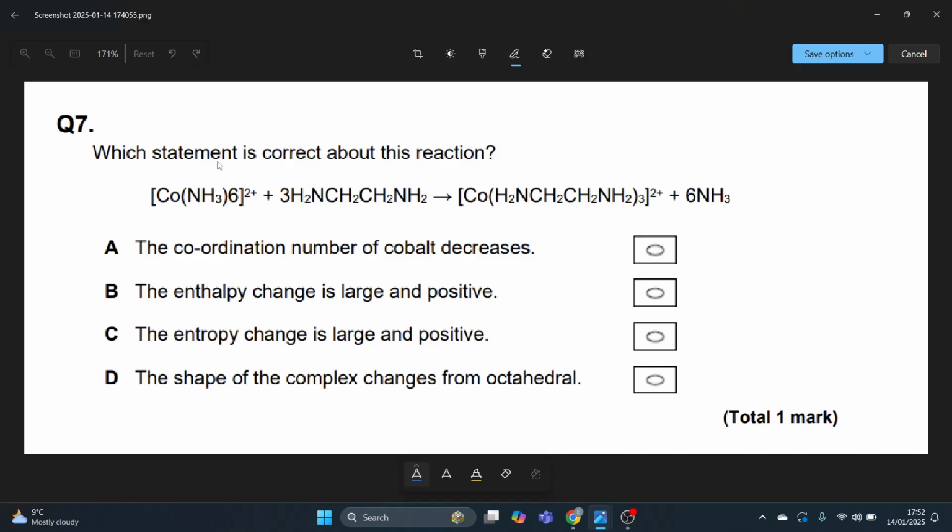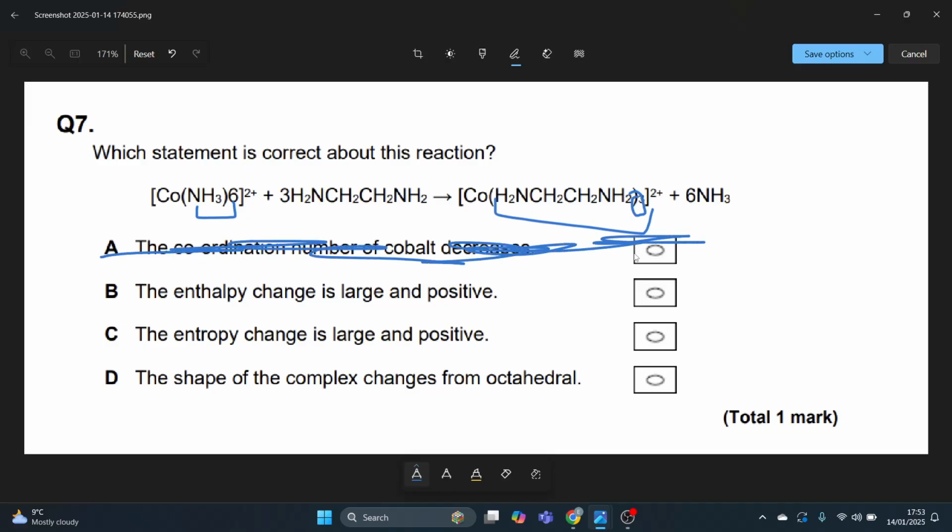Question 7. Which statement is correct about this reaction? The coordination number of cobalt decreases. Cobalt has a coordination number of 6 in this case, and then here I've got a coordination number of 1, 2, 3, 4. Because there's 3 on the outside, that'd be 12. So it definitely doesn't decrease.